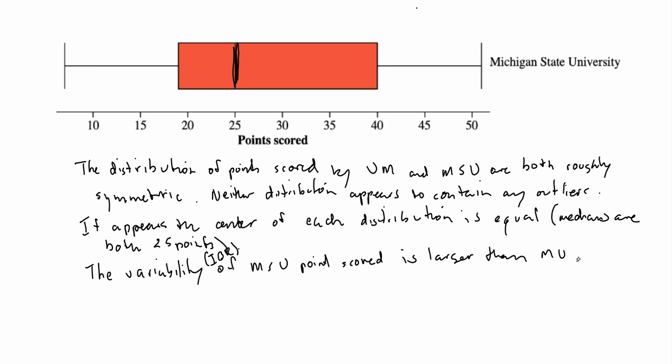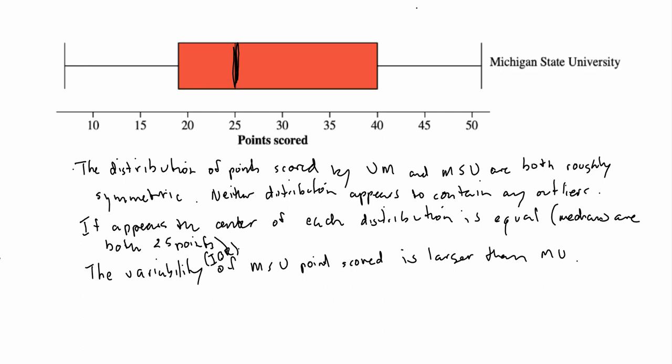All right, and so we did each one of those, and we talked about distribution. We had our context in there. We identified that neither of them has outliers. We compared the two. So when we talked about center, we said they were the same. We talked about the variability, or IQR, of MSU points scored is larger than that of MU. And I think we covered everything.